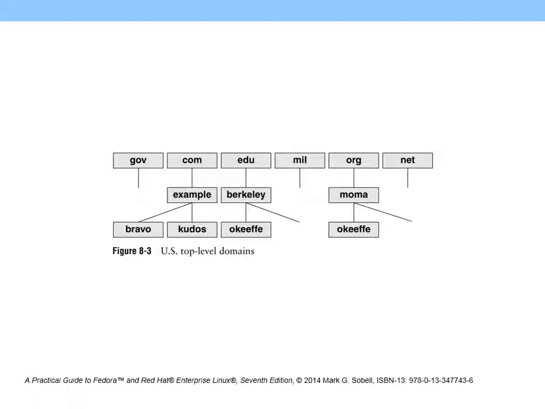From there, you get your three letters or your two letters. .us or .tx.us or whatever. .govs, .coms, .edus, .mils, .orgs, .nets. This is what we call the first level. Don't ask me why, because root is really the first level. Then you have example.com, berkeley.edu, moma.org, whatever that is. Okay? Those are second level.